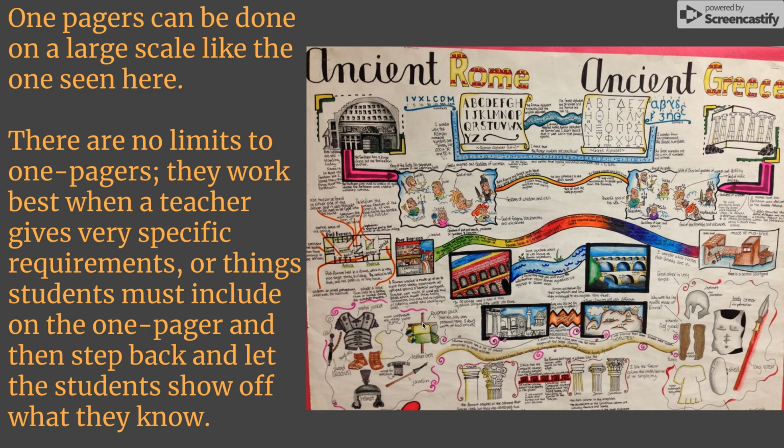So this is a one-pager on a much larger scale. It's done on a butcher board piece of paper, and it's taking up almost all of a bulletin board. And it talks about all kinds of things involving ancient Rome and ancient Greece. All of this, again, is determined by what the teacher wanted on this one-pager.